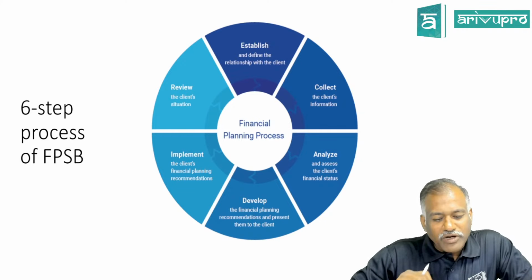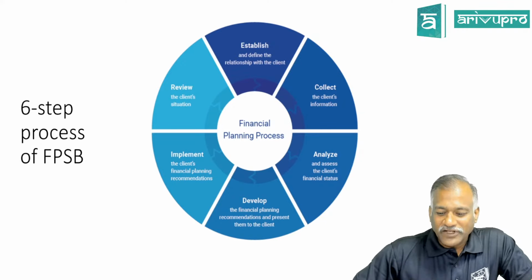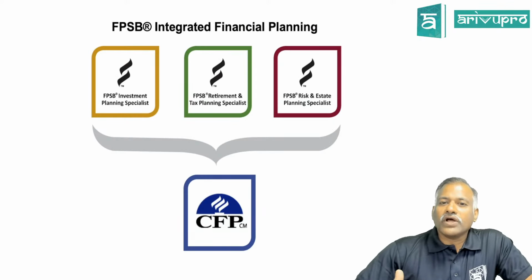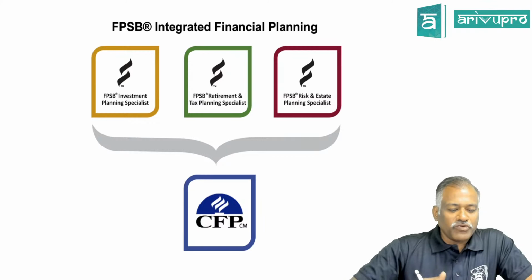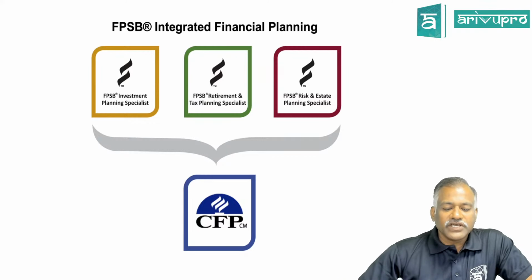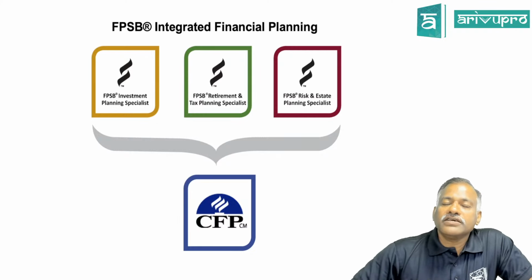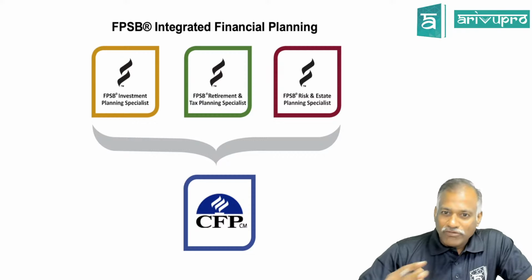I try to spend a little bit more time on this primarily because having an understanding of this is critical, right? So if you look at the CFP curriculum, this basically fits into the 6-step process when we are talking of an investment planning specialist, retirement and tax planning specialist, risk and estate planning specialist, and finally a certified financial planner, whereas it is an integrated financial planning. So you will have 4 papers to clear here.